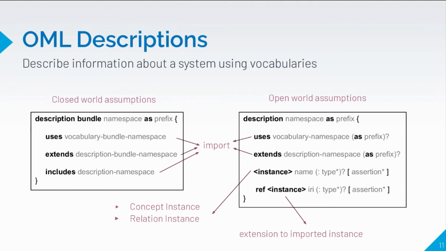So it allows you to talk about instances that are typed by types from vocabularies, and allows you to also reference an existing instance defined elsewhere to say something more about it. And these instances could represent concepts or could represent relationships. So you can, for example, reify a relationship between two concepts and characterize it by its own attributes.